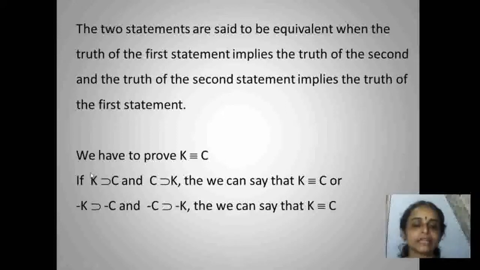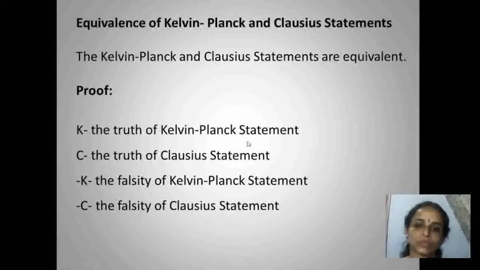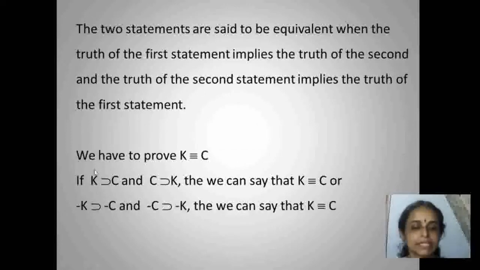What is K? It is the truth of the Kelvin-Planck statement, and C is the truth of the Clausius statement. That means if the Kelvin-Planck statement is true, that implies the Clausius statement is also true. If the Clausius statement is true, that implies the Kelvin-Planck statement is also true. So we have to prove K equivalent to C.